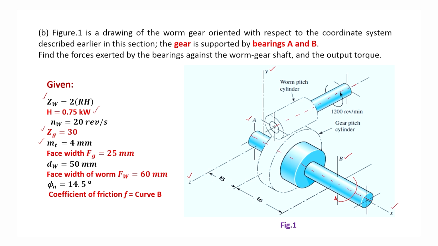The face width of the gear is 25 mm. The pitch circle diameter of the worm is 50 mm, and the face width of the worm, FW, is 60 mm. The pressure angle is 14.5 degrees. For the coefficient of friction, curve B has to be used.